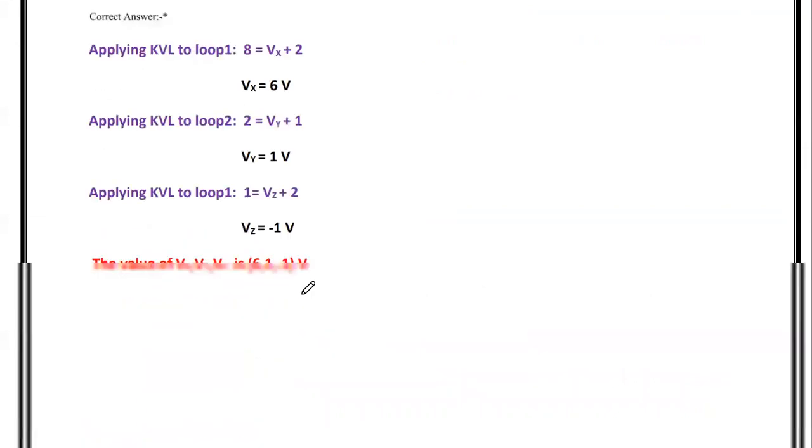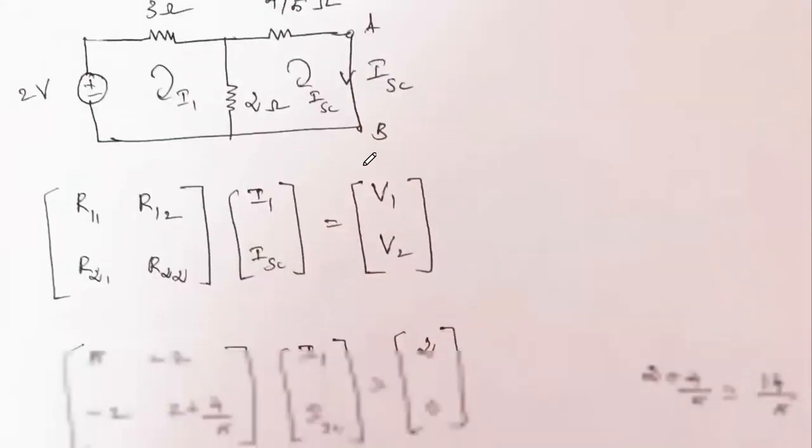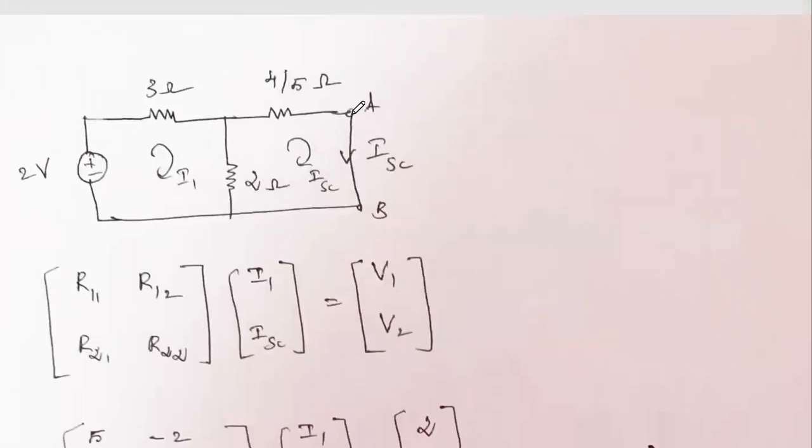In order to find the current ISC, first we have to short circuit the two terminals A and B. You see the points A and B, you just short circuit them, and across this short circuited path we have to find this current ISC. So while short circuiting, you see the circuit.